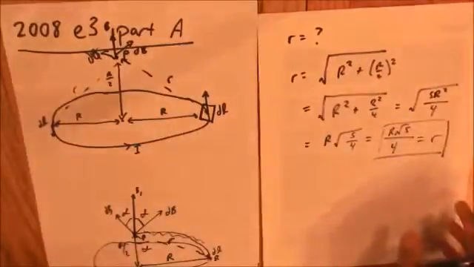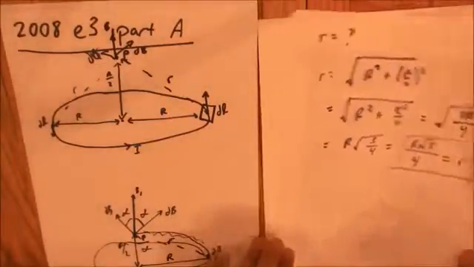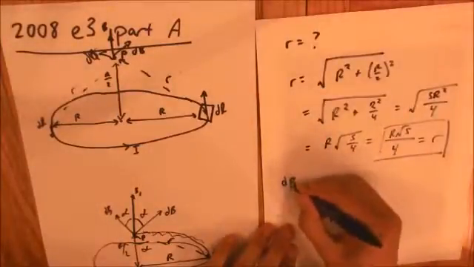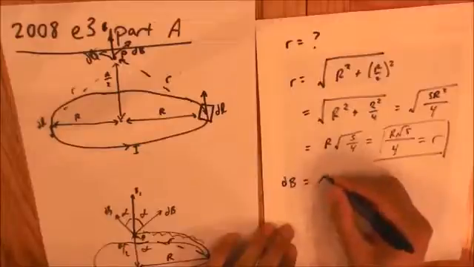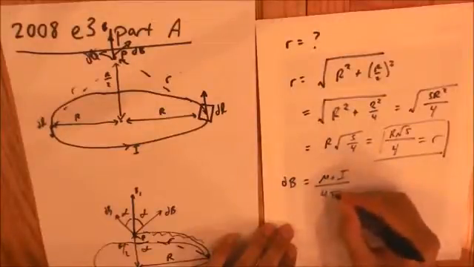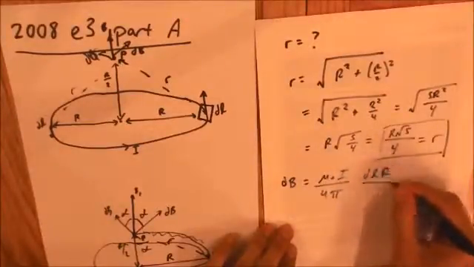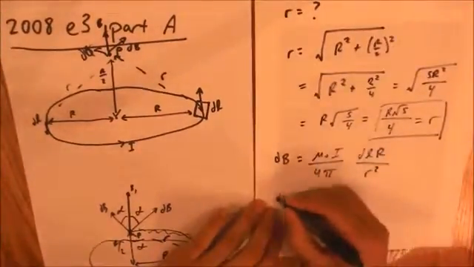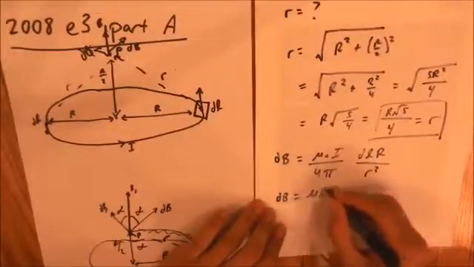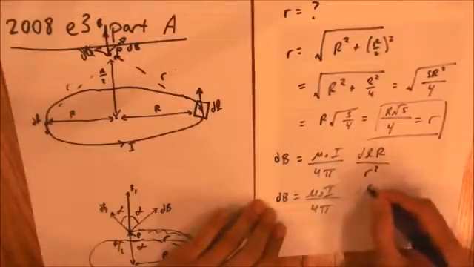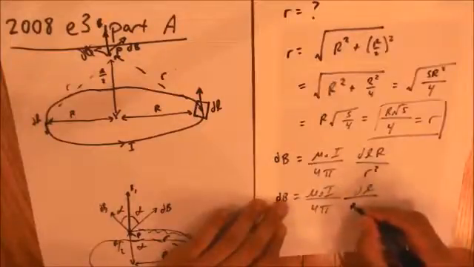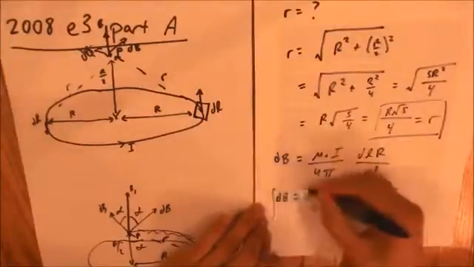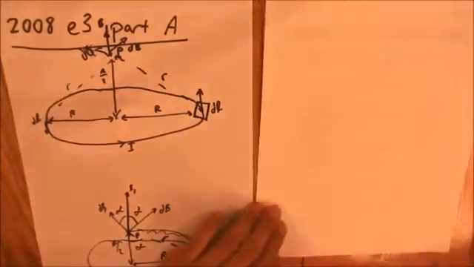Okay, so now that we found this r value, we can go back to the equation. dB equals what we found, mu naught I over 4 pi dl R over r cubed. And then we can plug in r. So dB is equal to mu naught I over 4 pi dl R over R root 5 over 4 cubed. And then we're going to integrate both sides, so we can find this B1 value.